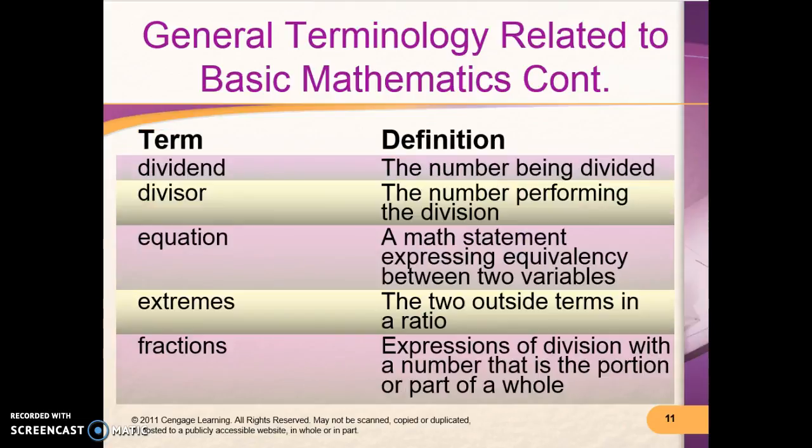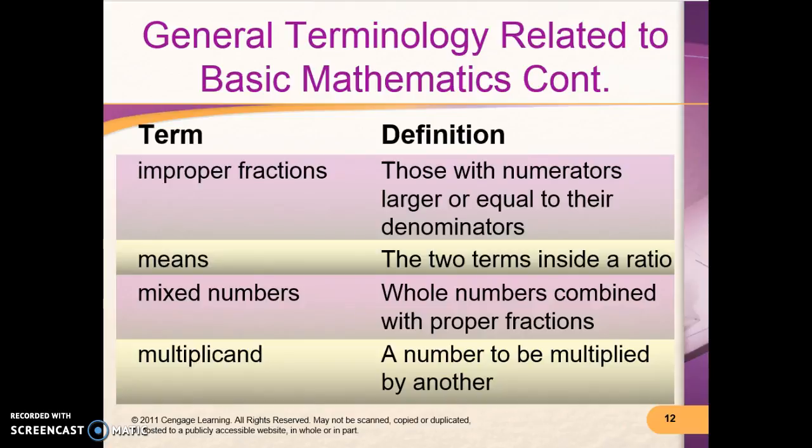We're going to use all of these terms here: dividend, divisor, equation, extremes, fractions, means. Extremes and means are part of a ratio. So if you see two ratios, extremes and means deal with which numbers are on top, which ones are on bottom, which ones are in the middle, which ones are on the outside. So all of this terminology is things that you're going to be introduced to or refreshed on in this chapter. And we're going to then apply it going forward.